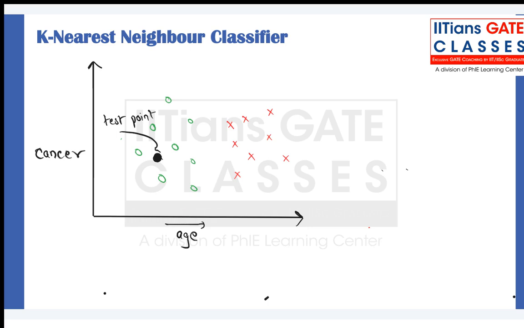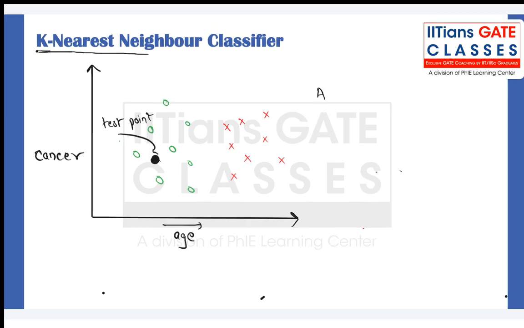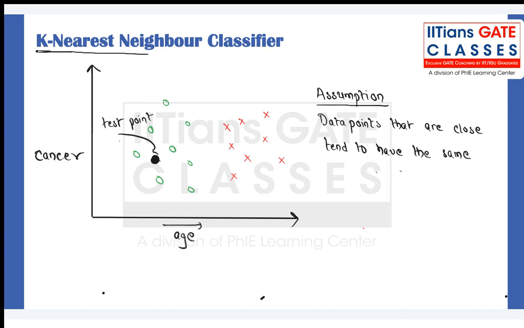Each machine learning algorithm that we are studying, in this case today k-nearest neighbor, makes some assumptions about the data set. The assumption that k-nearest neighbor makes is something very simple. K-nearest neighbor says that data points that are close tend to have the same label. So the data points that are close to each other tend to have the same label.